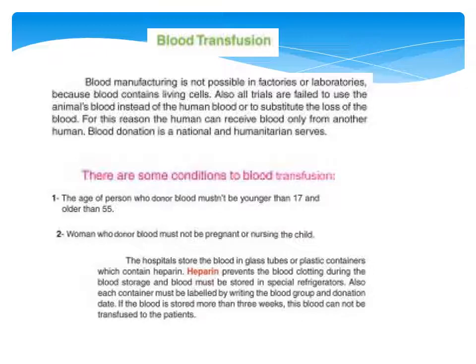The hospitals store the blood in glass tubes or plastic containers which contain heparin. Why do these containers contain heparin? Because heparin prevents blood clotting during storage, and the blood must be stored in special refrigerators. Also, each container must be labeled with the blood group, ABO, and the donation date. Why? Because if the blood is stored for more than 3 weeks, it cannot be transfused to the patient.